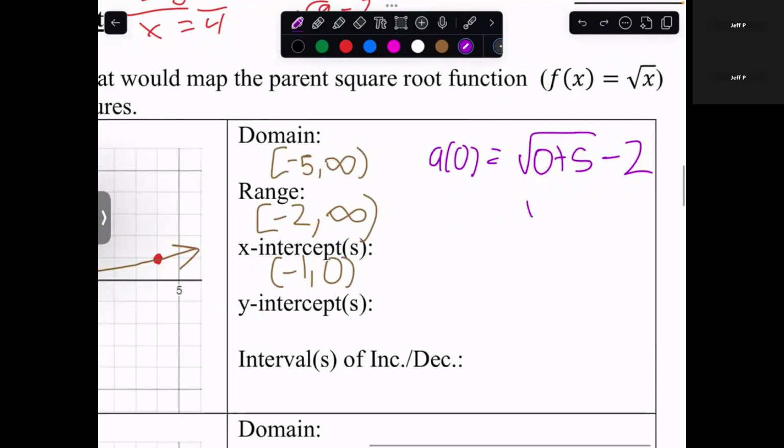On the inside, 0 plus 5 is 5. I would prefer you to leave it exact rather than using a calculator to round it. It looks kind of funny, but this is the y-intercept. When x is 0, y is the square root of 5 minus 2.